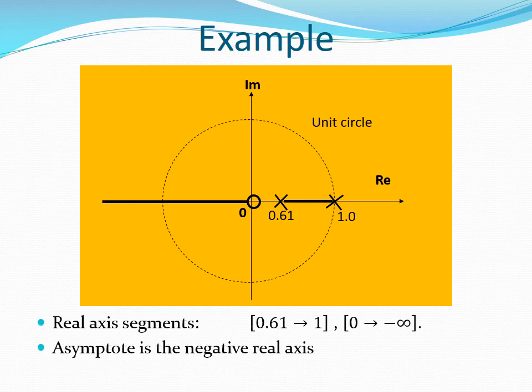And these are the segments of the root locus that lie on the real axis. The segments are the portion from 0.61 to 1 and the portion from 0 to minus infinity. There is only one asymptote because the difference between the number of poles and zeros is 1. That asymptote is the negative real axis.